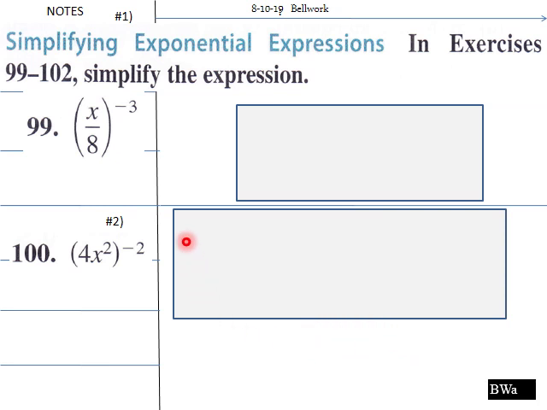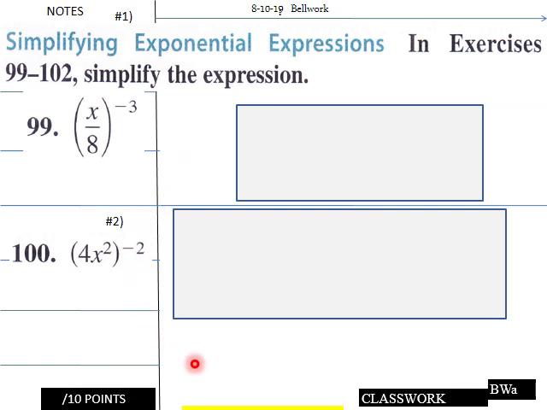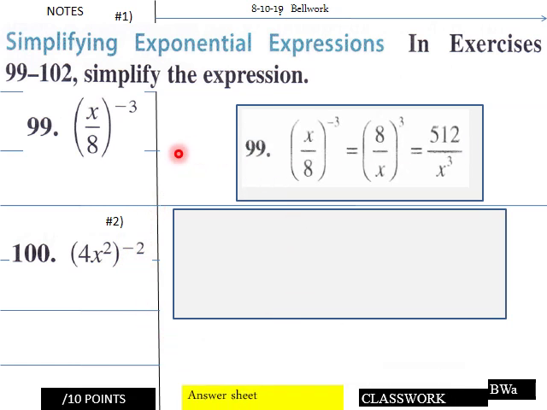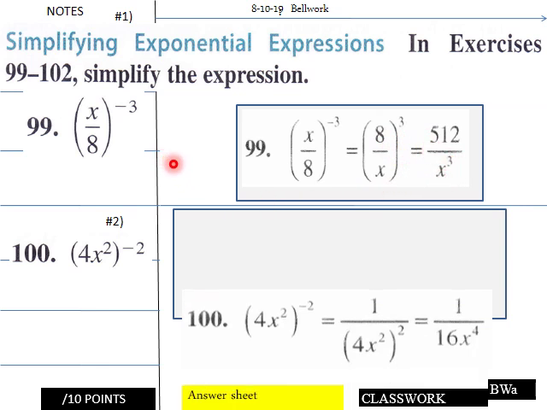Okay, welcome back for today's solutions of your bell work. x over 8, quantity to the negative 3 power, and then 4x squared, all of that to the negative 2 power. So how would we do that, students? Well, for the first one, you have a negative exponent, so you know you're going to reciprocate your quantity inside the parentheses. So when you reciprocate and then cube it, you have 512 over x cubed.